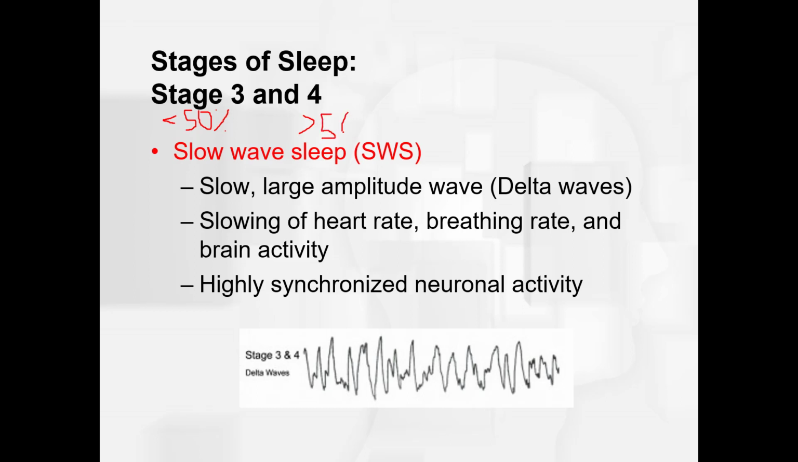Now, stage 3 and stage 4 are thought to be very important in restoration. It's thought that perhaps that's a time period where the brain cleans out some of the gunk for the night. And after sleep deprivation, there's a rebound in this type of sleep. So if you pull an all-nighter, or you don't get enough sleep, the next night your body craves more of this slow wave sleep.